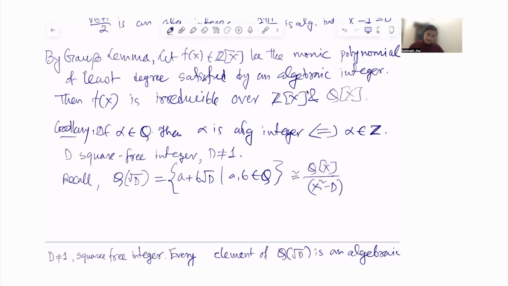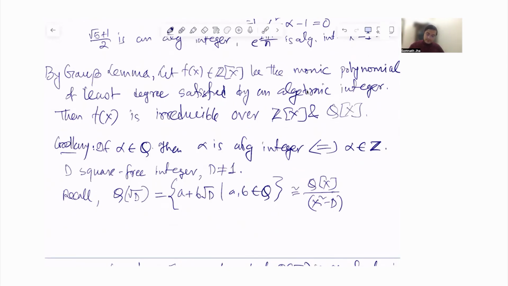So this is a quadratic field, and it's a two-dimensional Q vector space with basis 1 comma root d, and this can be identified with the quotient of the polynomial ring Qx mod x square minus d.